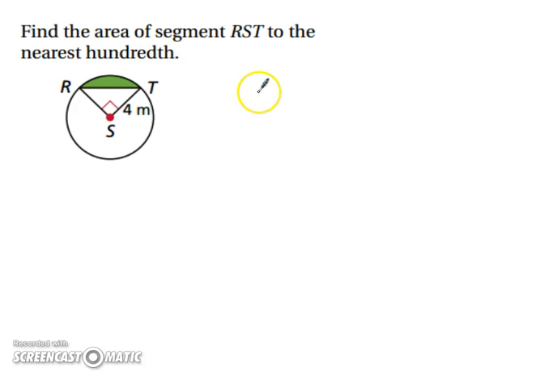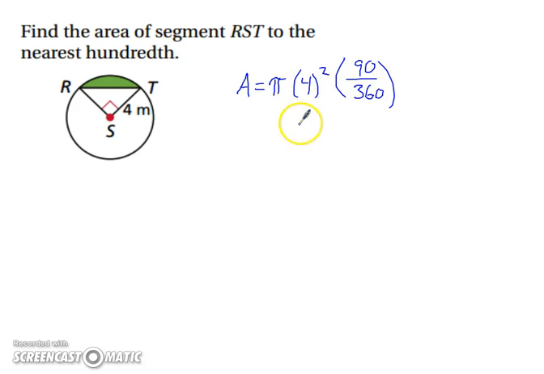Now that you've had a moment to try this one on your own, let's try it together. Well, step 1, find the area of the sector. So we have area equals pi times 4 squared, and multiply that by 90 divided by 360, so our piece of our circle. And when we do so, if we do it all together including our pi, we'll have about 12.56.